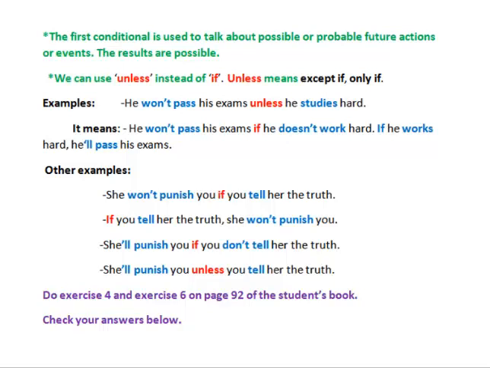Look at the other examples. Here we've got other examples. She won't punish you if you tell her the truth. If you tell her the truth, she won't punish you. She'll punish you if you don't tell her the truth. We use unless. We say, she'll punish you unless you tell her the truth. Unless you tell her the truth.